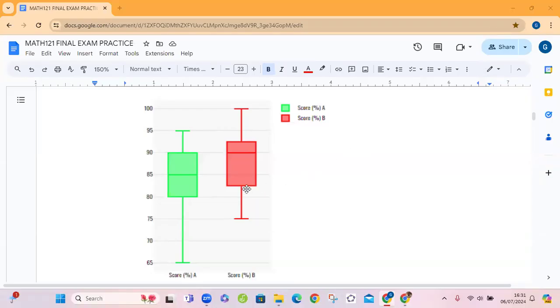Not only that, as you can see, most of the values for group B are between 85 and 95, whereas for A they are between 80 and 90. And with a greater median, group B has performed the best. It also has the higher maximum, and its minimum is higher than the minimum of A. So all those are reasons why group B performed the best.